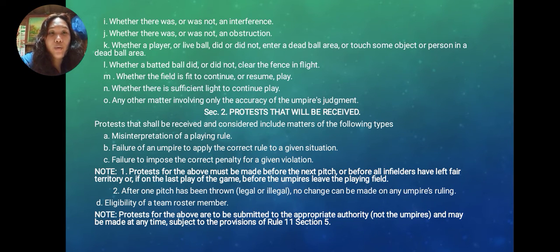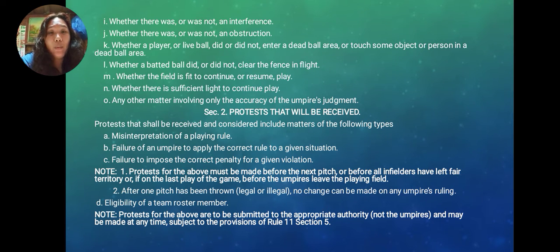So for Section 2, protests that will be received. Protests that shall be received and considered include matters of the following types. For the letter A, misinterpretation of a playing rule. Letter B, failure of an umpire to apply the correct rule to a given situation. Letter C, failure to impose the correct penalty for a given violation.